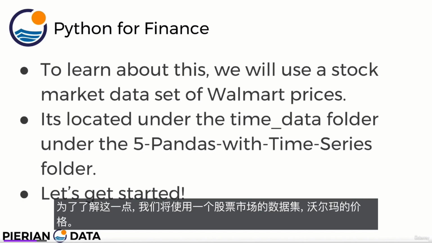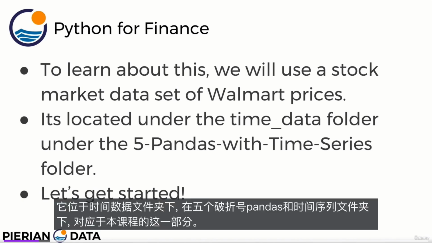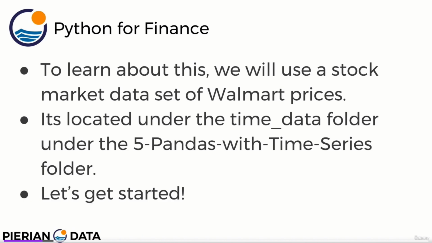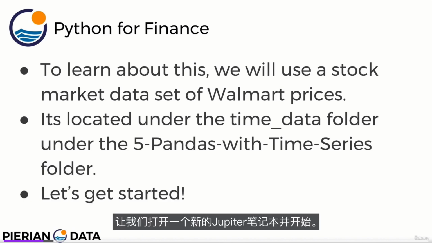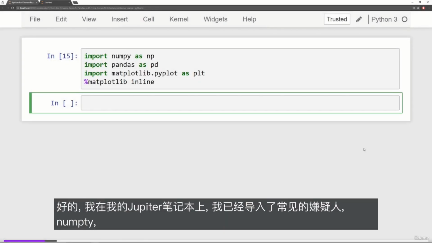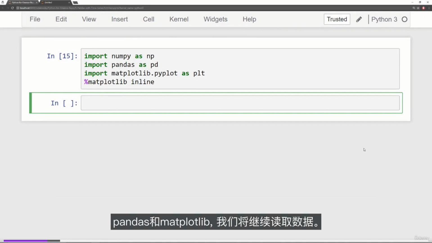To learn about this, we're going to be using a stock market data set of Walmart prices. It's located under the time_data folder under the 5-pandas-with-time-series folder that corresponds to this section of the course. Let's open up a new Jupyter notebook and get started. Okay, here I am at my Jupyter notebook. I've imported the usual suspects here, numpy, pandas, and matplotlib, and we're going to continue by reading in our data.